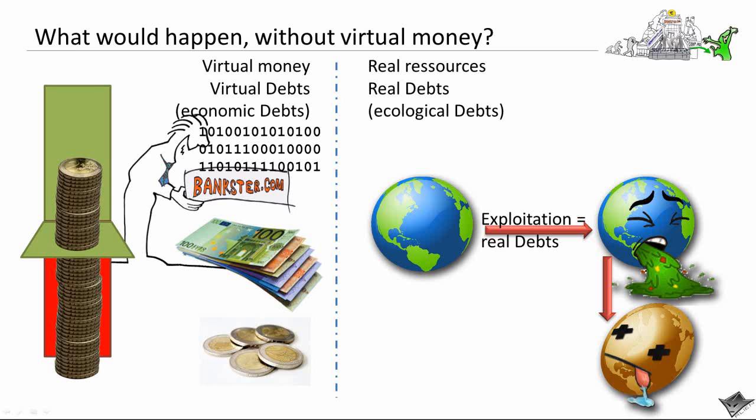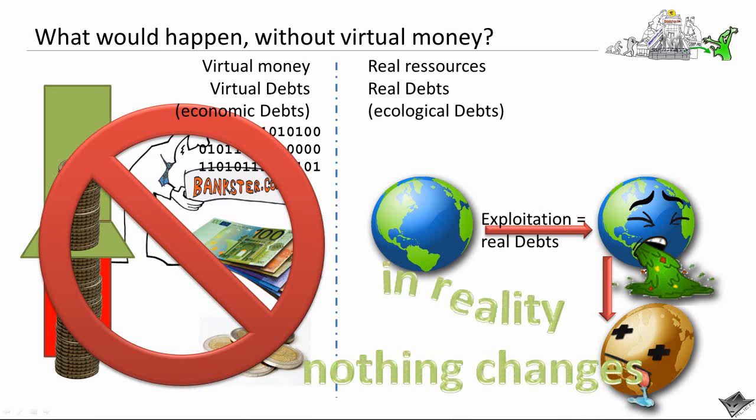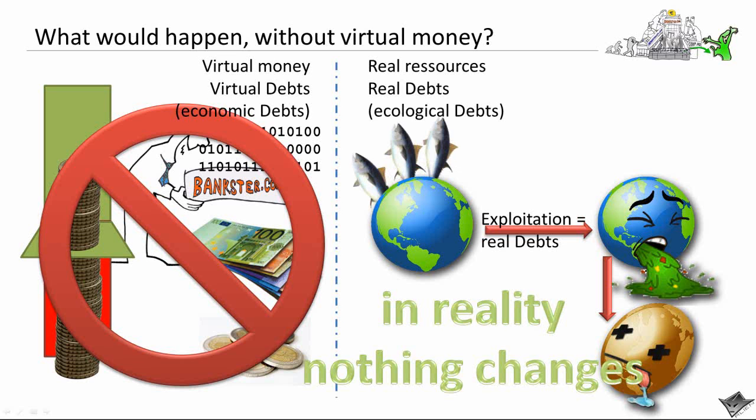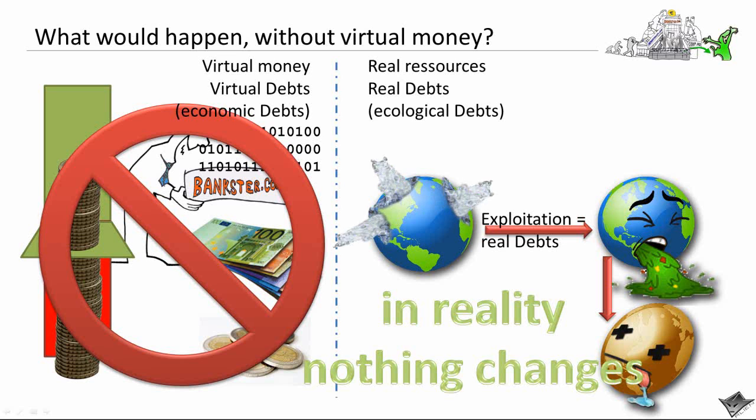But actually, what would happen if we got rid of it? Well, in reality, nothing would change. We would have the same amounts of fish in the sea. We would have the same amounts of forests, the same amounts of potable water, the same amounts of agricultural land. Without virtual money, in reality, nothing changes.